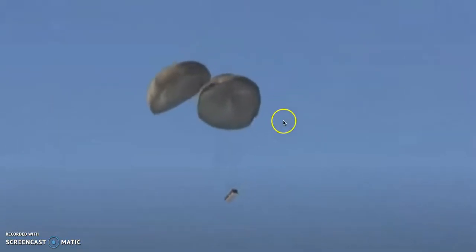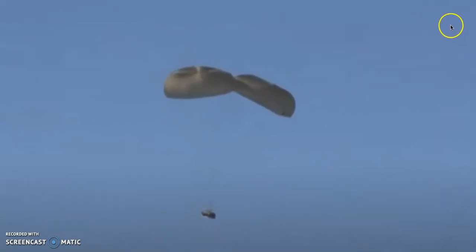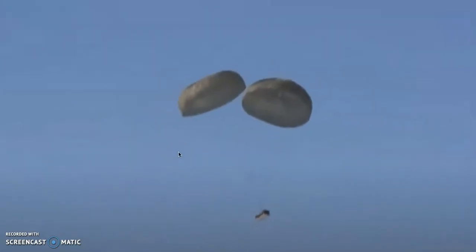And you notice that it has these big parachutes that deployed once it got pulled out of the plane. So there were those little parachutes that helped pull it out, and then these big parachutes are allowing it to fall slowly to the ground.